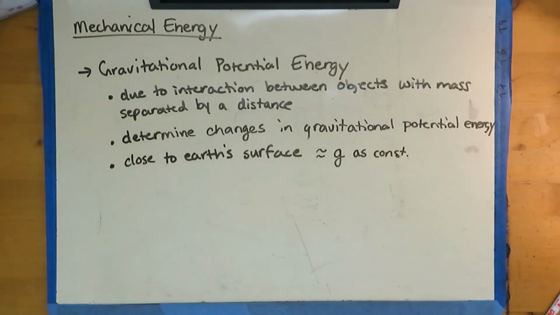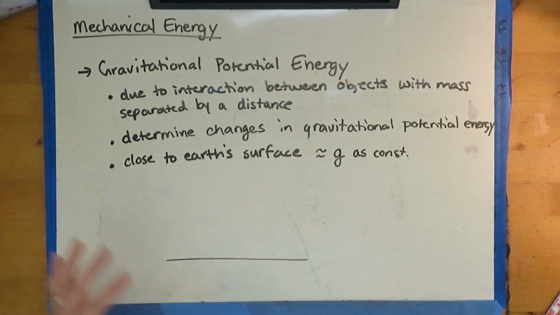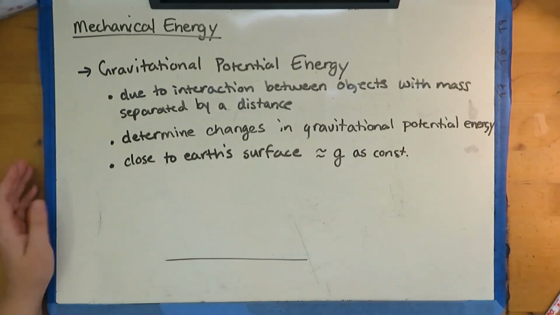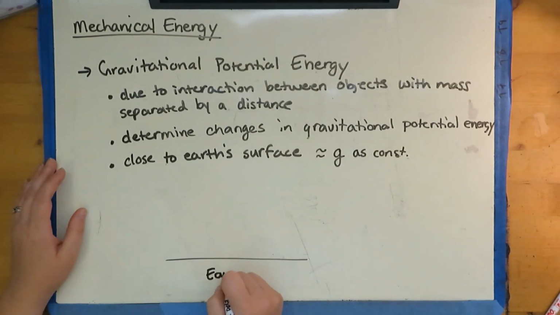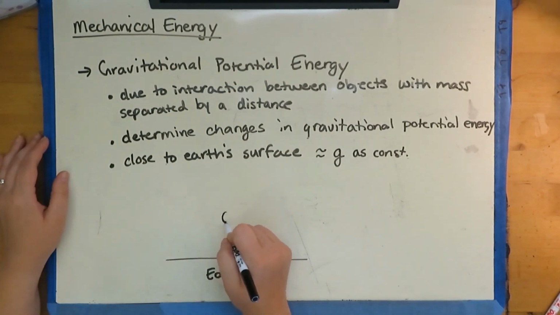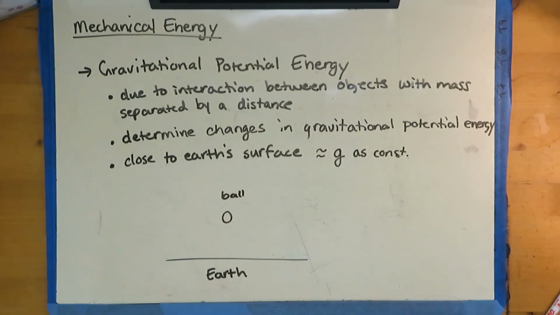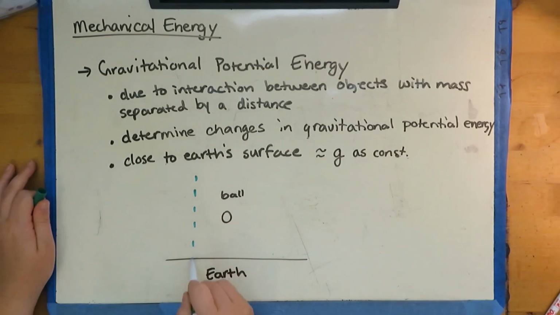So when we're looking at close to the surface of an object, I can consider my Earth, since I'm close to it, to essentially be horizontal here. So this is my Earth. And then I also have my other objects, so maybe the ball. This is my ball. So I'm looking at the Earth-ball system.